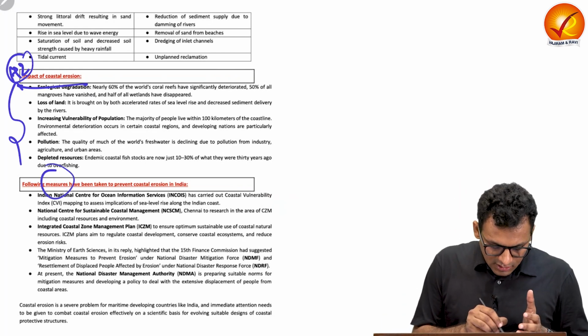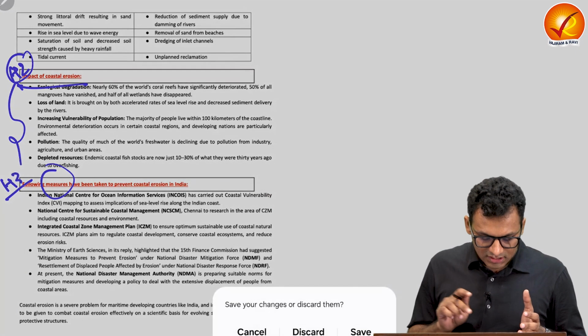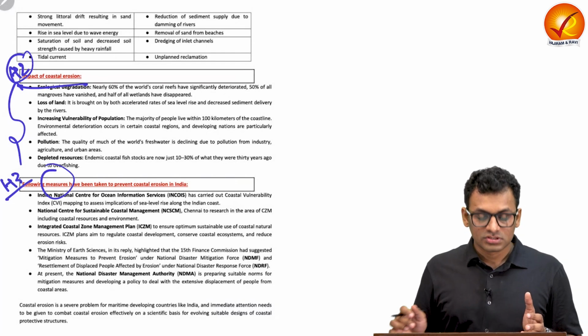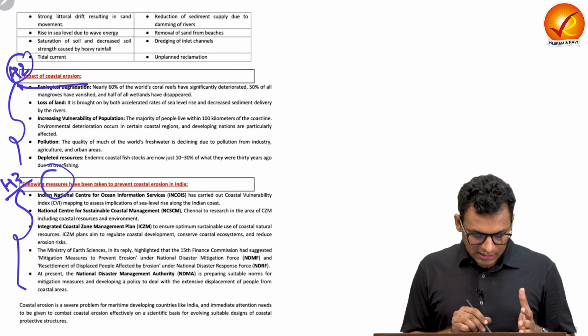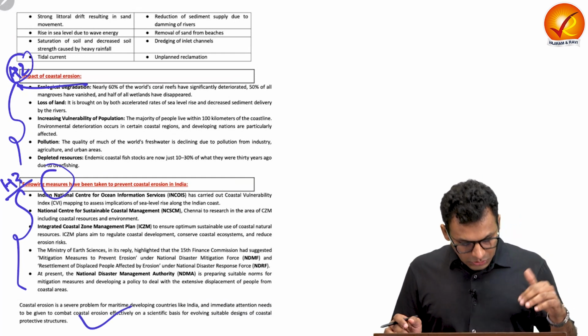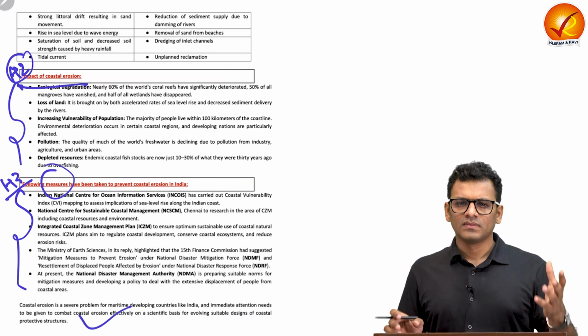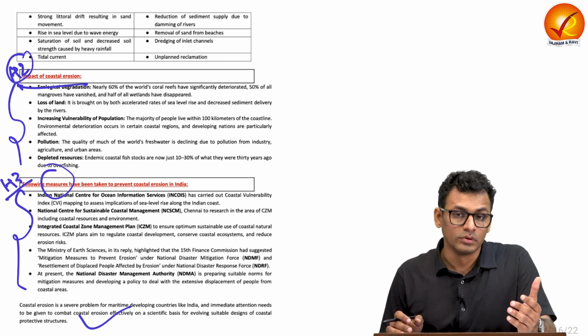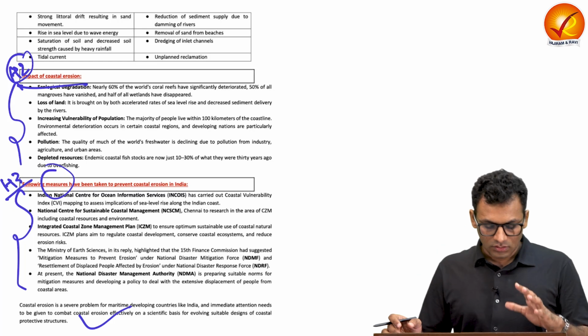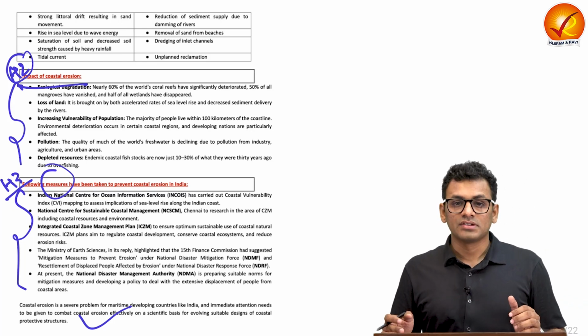And lastly, in heading 3, you can provide the measures that have been taken to prevent coastal erosion in India. List down the initiatives taken by the government, and lastly, in the conclusion, you can talk about how going ahead there should be integration, as discussed, with respect to the realization of Blue Economy 2.0. So this is all for question number 2.